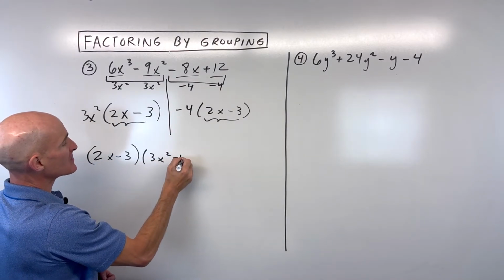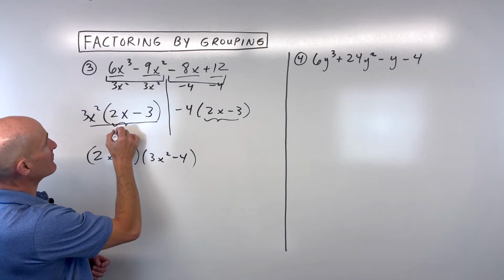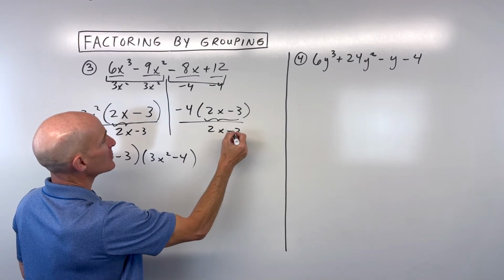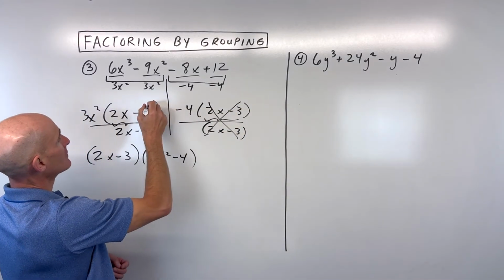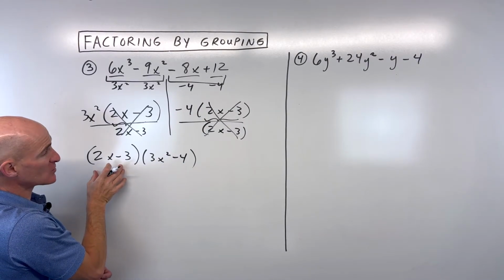Now you can see I'm skipping steps a little bit here, but what I would do is just go ahead and like we were doing, say, okay, I'm dividing this whole group by 2x minus 3. I'm dividing this whole group by 2x minus 3. And we're left with 3x squared minus 4. Don't forget to put the 2x minus 3 in front.